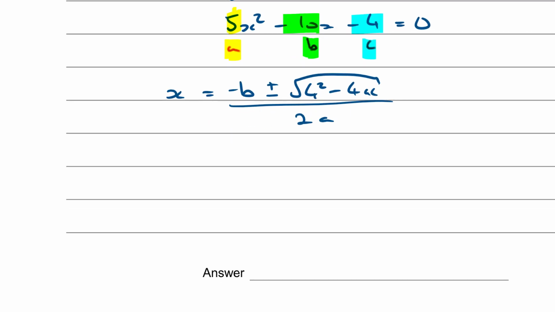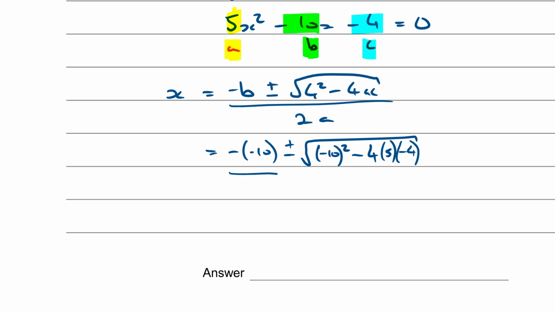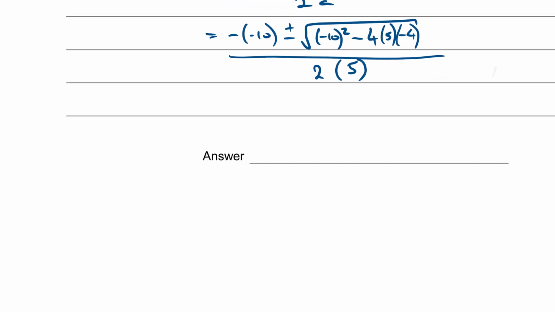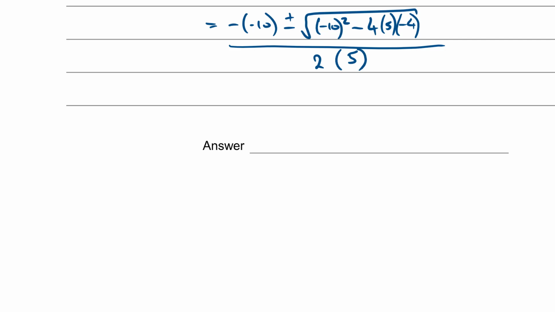Now I just need to carefully sub into this. So minus b is minus negative 10, so minus negative 10 plus or minus the square root of negative 10 squared minus 4 lots of a, which is 5, times c, which is minus 4, all over 2 lots of a, which is 2 lots of 5. Okay, so what's that equal to? I'm going to continue down here, otherwise I'm going to run into my answer box.